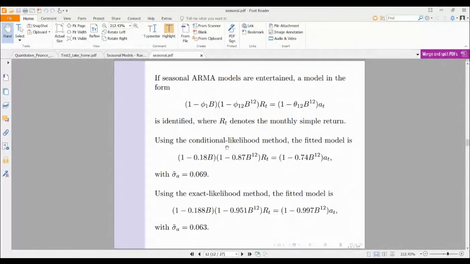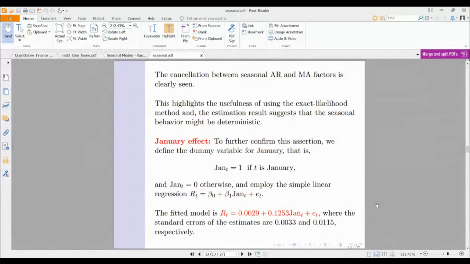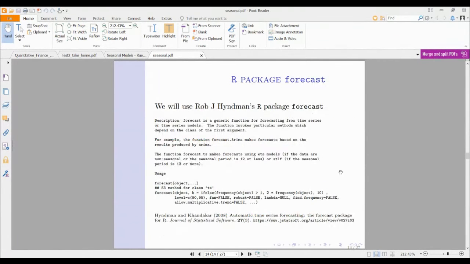So using different methods, they got these two models. Okay, both 12 seasonally adjusted. So for example, this highlights the January effect, but that's something that you can see another time. But what we want to see is how they apply this to the airline data.